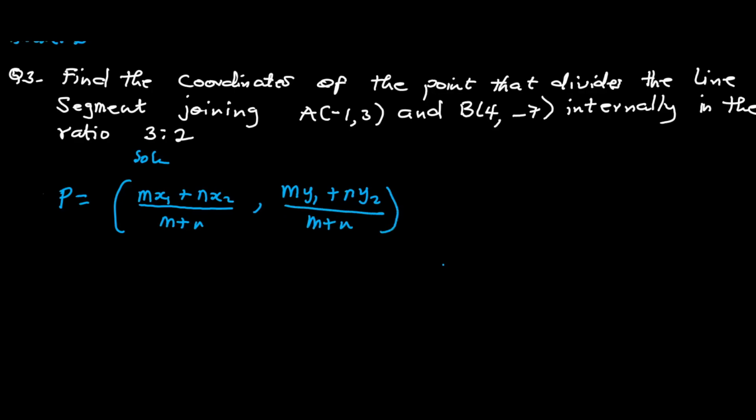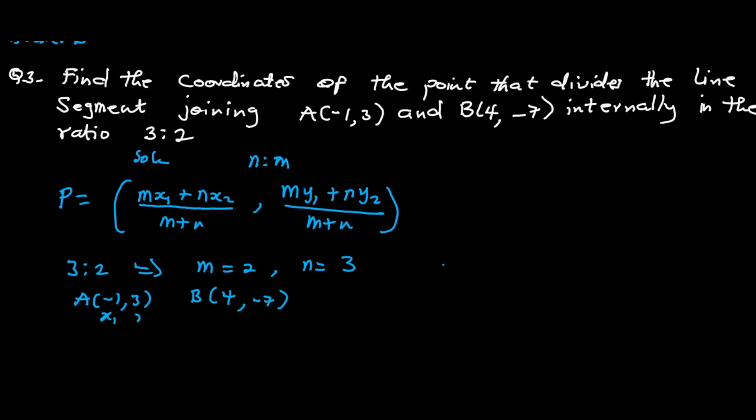Now from how we generated our formula, it was m is to n. So in that case, our ratio is 3 is to 2. This implies that m is equal to 2 and n is equal to 3. So we substitute everything into this formula. From here A is giving us (-1, 3), and B is also giving us (4, -7). So this one becomes our x1, y1, x2, y2.